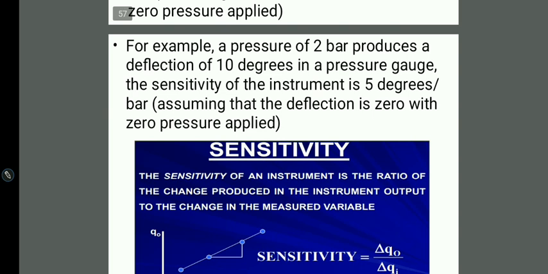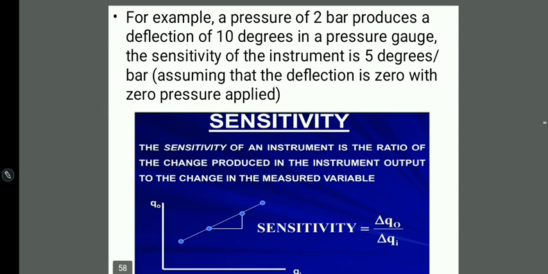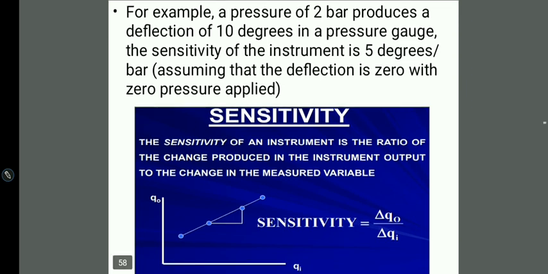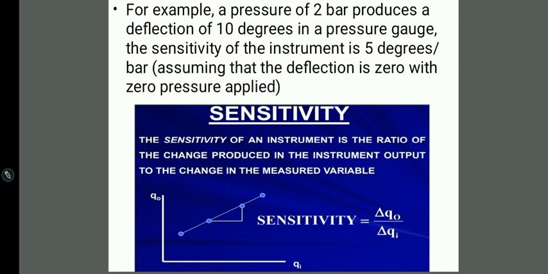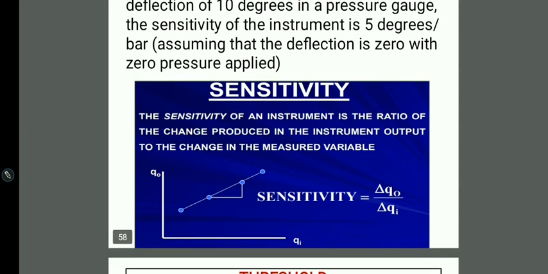That is, sensitivity of the instrument is a ratio of the change produced in the instrument output to the change in the measured value. So we can also define sensitivity in this way. That is delta Q0 divided by delta Qi. So Q0 is the output produced and Qi is the input given. So that is the slope of the output to input graph. If we take the slope of the output versus input graph, we will get the sensitivity value.